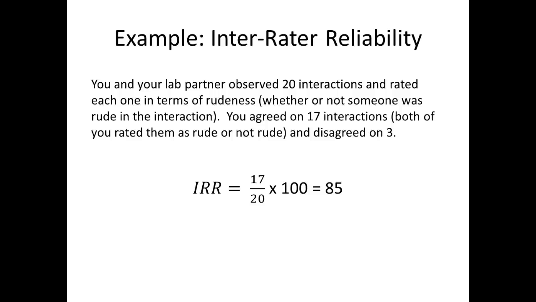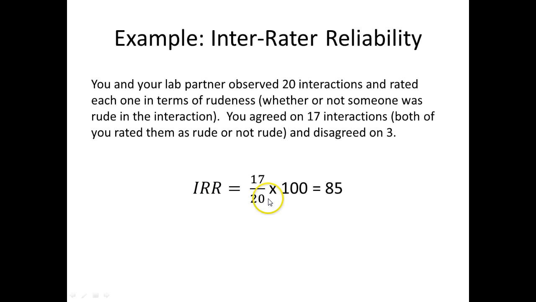Let's say you and your lab partner observed 20 interactions and rated each one in terms of rudeness, whether or not someone was rude in that interaction. So you're both looking at 20 interactions, and you're both recording whether or not a person was rude in that situation. You and your partner agree on 17 interactions. That means both of you rated them either as rude or not rude, and disagreed on 3 of them. What's the interrater reliability?